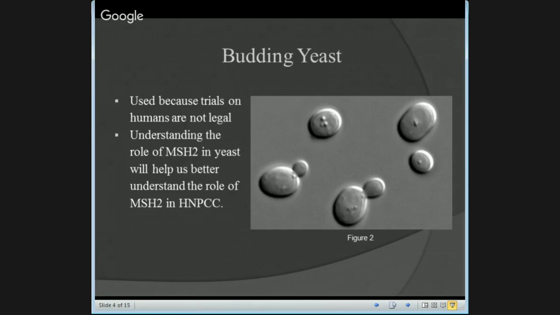Budding yeast. Yeast are used because trials on humans are not legal, and understanding the role of MSH2 in yeast will help us better understand the role of MSH2 in HNPCC.